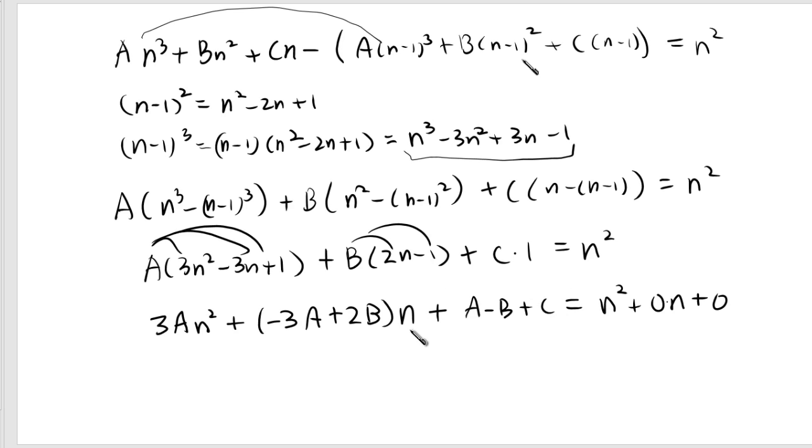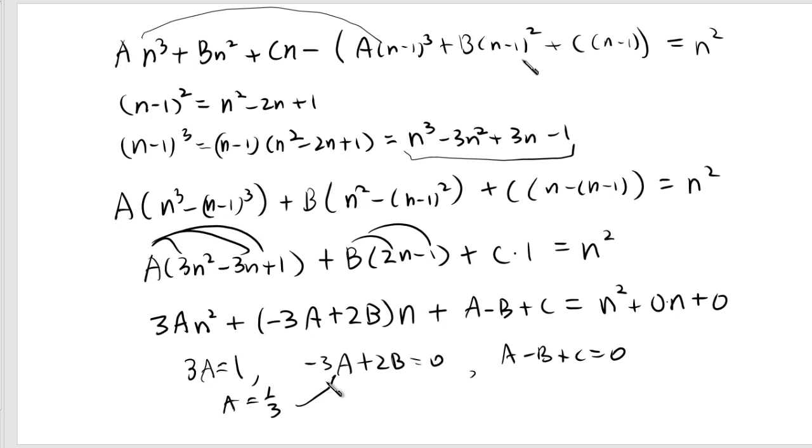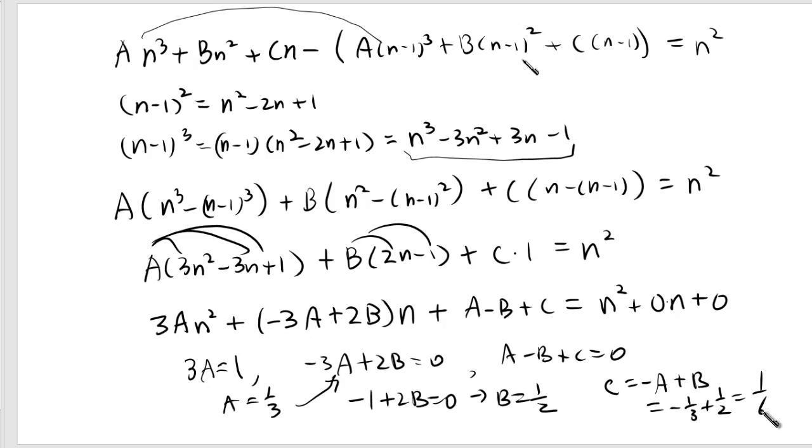And if two sides are an identity, then you would see that 3a has to be 1, and negative 3a plus 2b has to be 0, and a minus b plus c should be 0 also. Okay, so you have a equals 1/3. Plug that in here, so negative 1 plus 2b equals 0, so that gives you b equals 1/2. Plug that in here, and you get c equals negative a plus b, but negative a is negative 1/3 plus 1/2, b is 1/2, so you get 1/6.